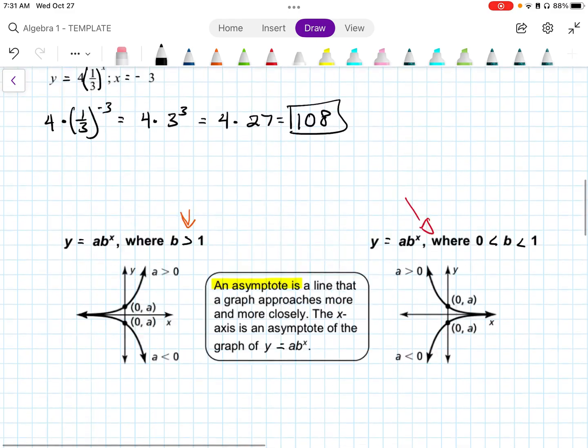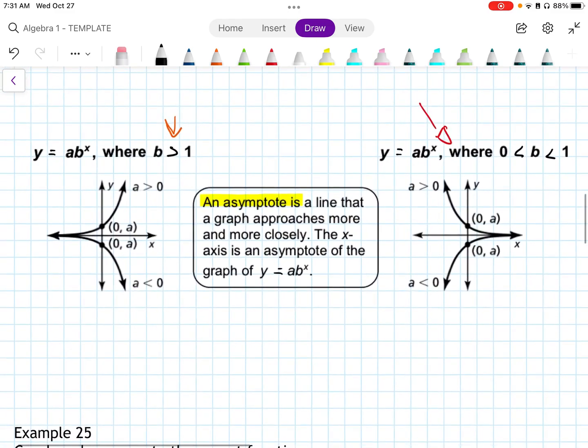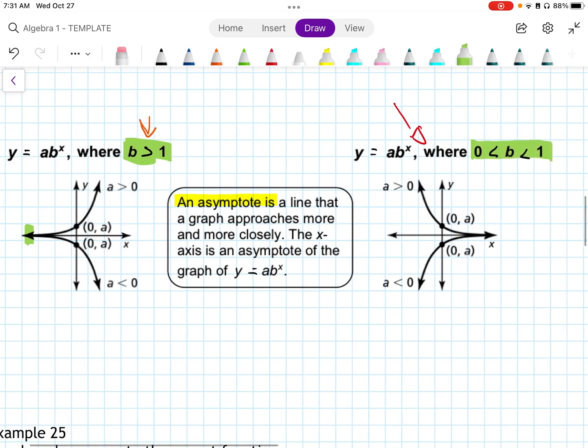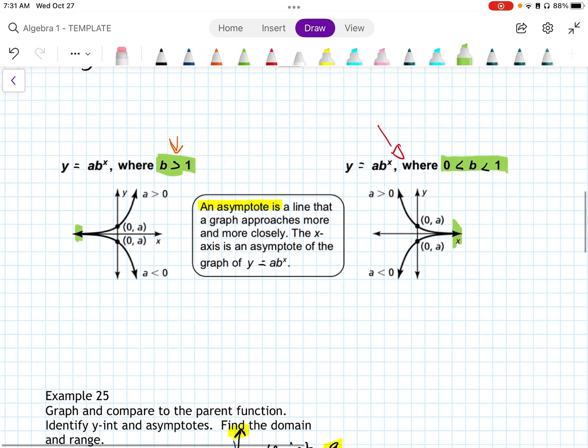Make sure that we have this kind of graph copied down, right? Make sure that we know that if b is more than 1, it's going to be a growth, right? It's going to start off close to the axis, and then it's going to get farther away. If b is bigger than 0 but less than 1, it's going to do a decay. It's going to start off far away from the axis, and then it's going to get really close to the axis. All right, that's all.